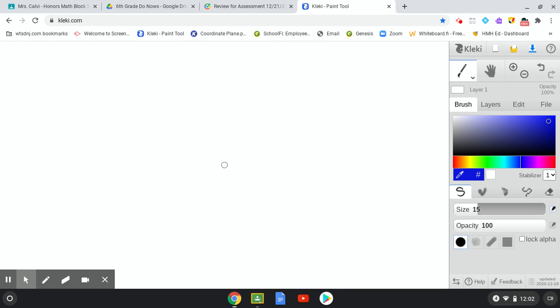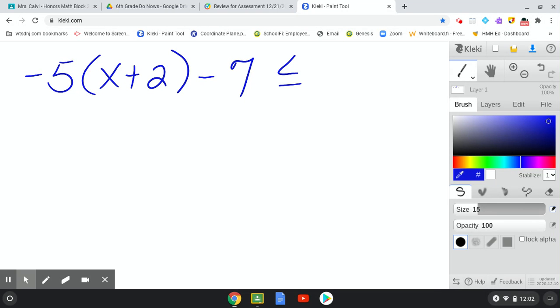Okay, so if I had negative 5 open parentheses, x plus 2, close parentheses, minus 7 is less than or equal to 38. Okay, so I have a number outside of my parentheses. I know I need to distribute. So that negative 5 has to get distributed into everything in my parentheses. Negative 5 times x gives me negative 5x.